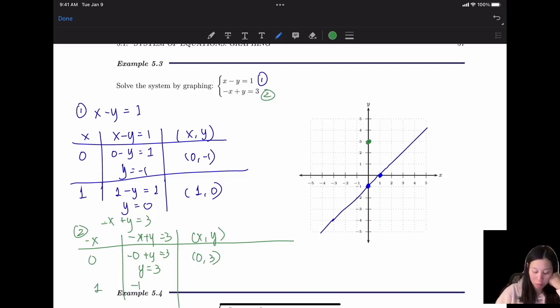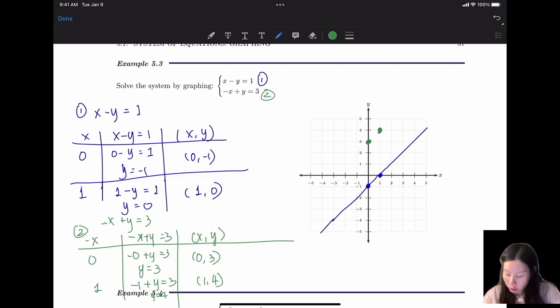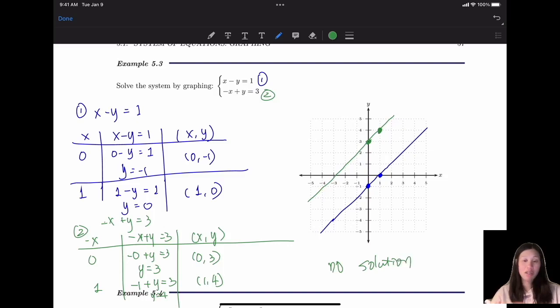And now I pick another one. X equals 1. I have negative 1 plus y equals 3. So I add 1 on both sides, so y is equal to 4. So I have 1 and 4, which is here. So now let's take a look. I extended these two lines. Oh, what happened? This is a parallel line. Remember, when they're parallel, it means they have no intersection. That means there's no solution for this system of equations.